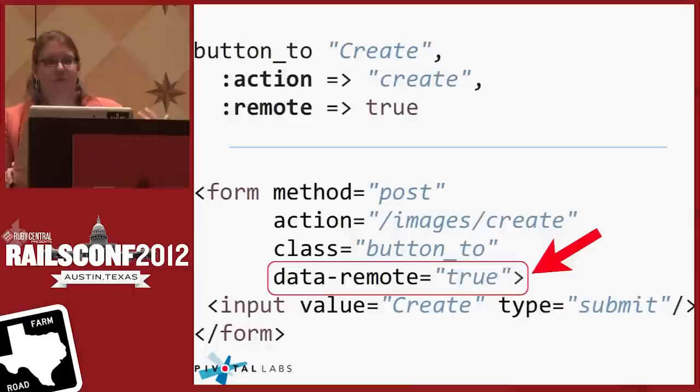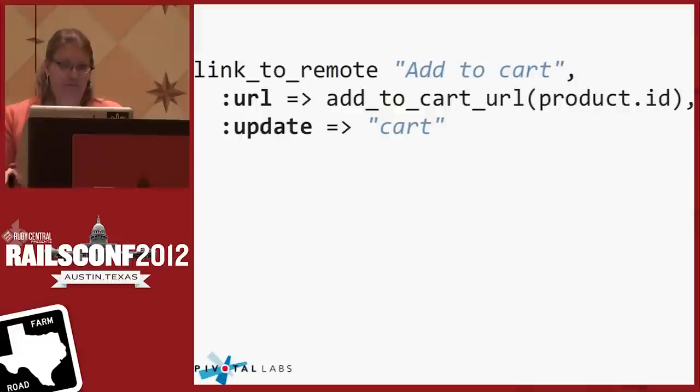A little bit magic. Let's look at something even more magic. If you put this in your Rails view, it magics up a whole form, which is too big to fit on this slide. But what it does is make a link that when you click it, will go to the URL using Ajax that you specify. In this case, it's the add to cart URL. Get the response and put that response into the div that you specify, in this case, the div with ID cart. So that's all you got to do. And it does that kind of magically.